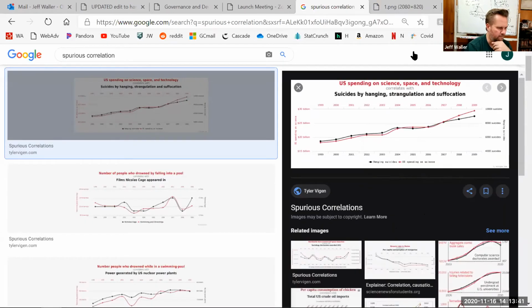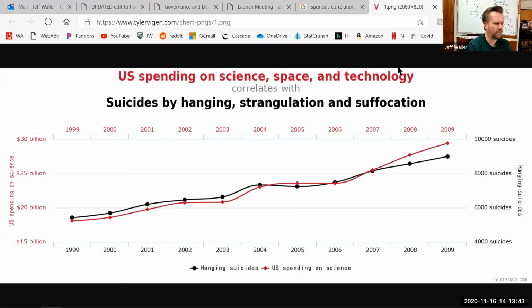Open image. Oh, there we go. Okay. Here's kind of, a lot of them have bad things. I'm sorry. But the U.S. spending on science, space, and technology correlates with suicides by hanging, strangulation, and suffocation. So there's a correlation between the red line, U.S. spending, and the black line, suicides.